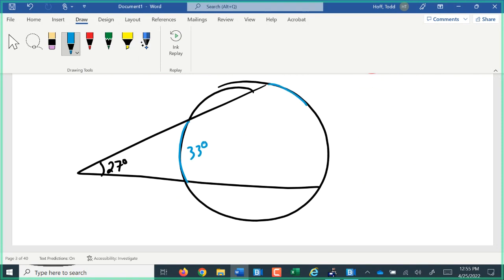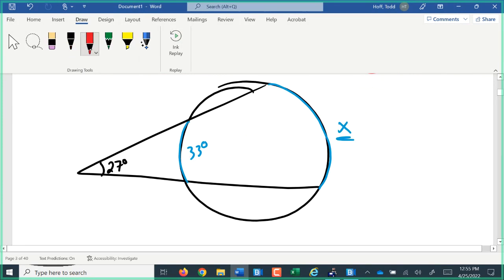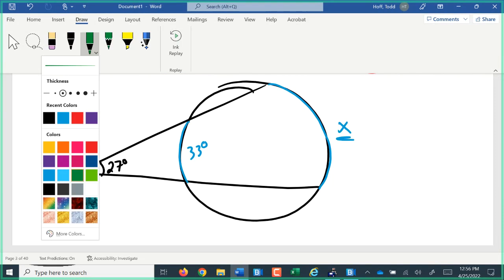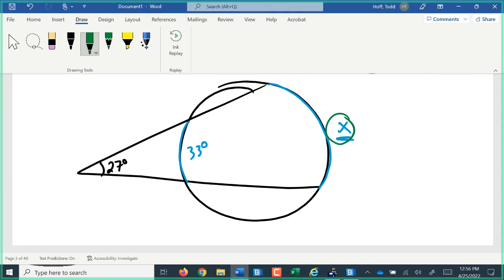Coming at me with letters. How big is that arc over there, x? I don't know, just 66. The formula here is what? It's the big arc minus the little arc divided by 2 equals the angle.